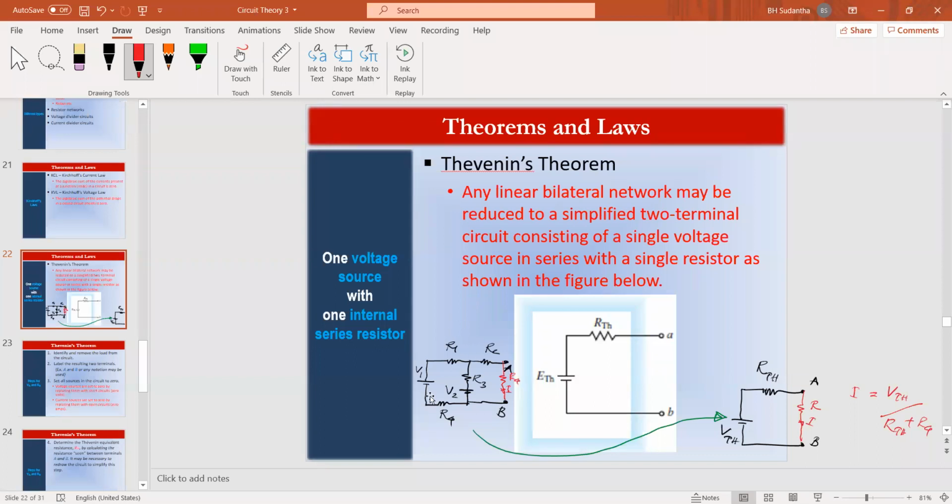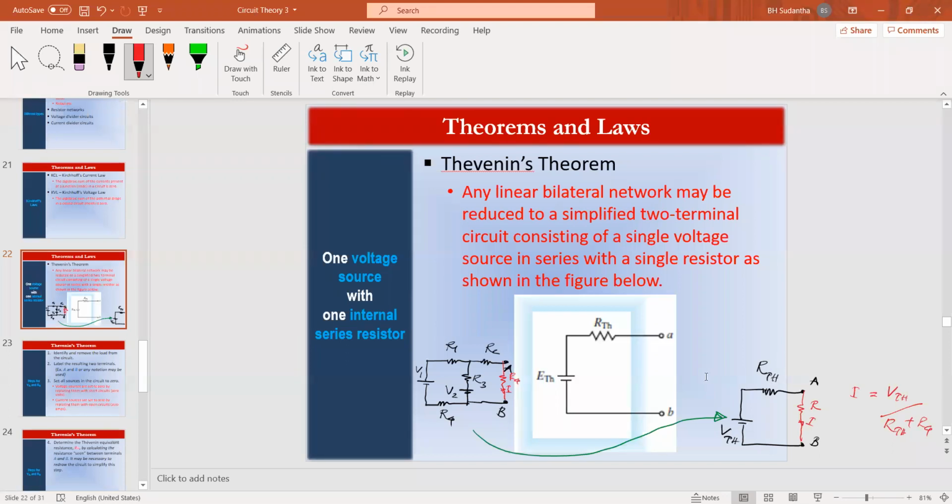And the diagrams I have drawn here, it is not necessary to draw in your case, but I'll draw this one again in the Word document. Then it is not necessary to draw this part, but other than that, you can write this one down. Okay. It says that any bilateral network may be reduced to a simplified two-terminal circuit consisting of a single voltage source and a single resistor.